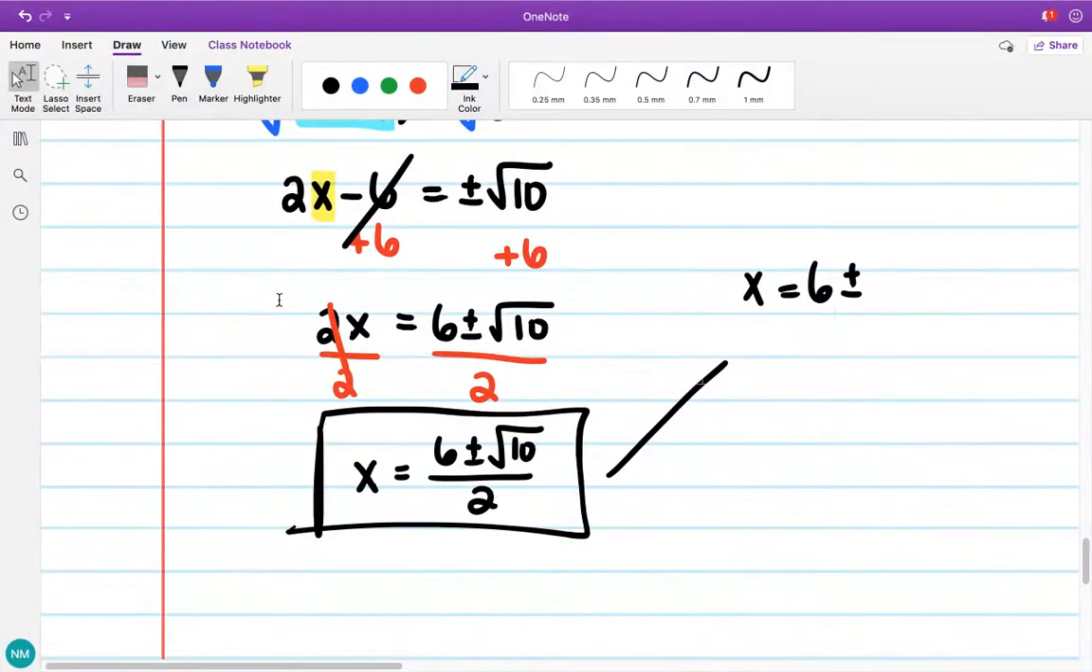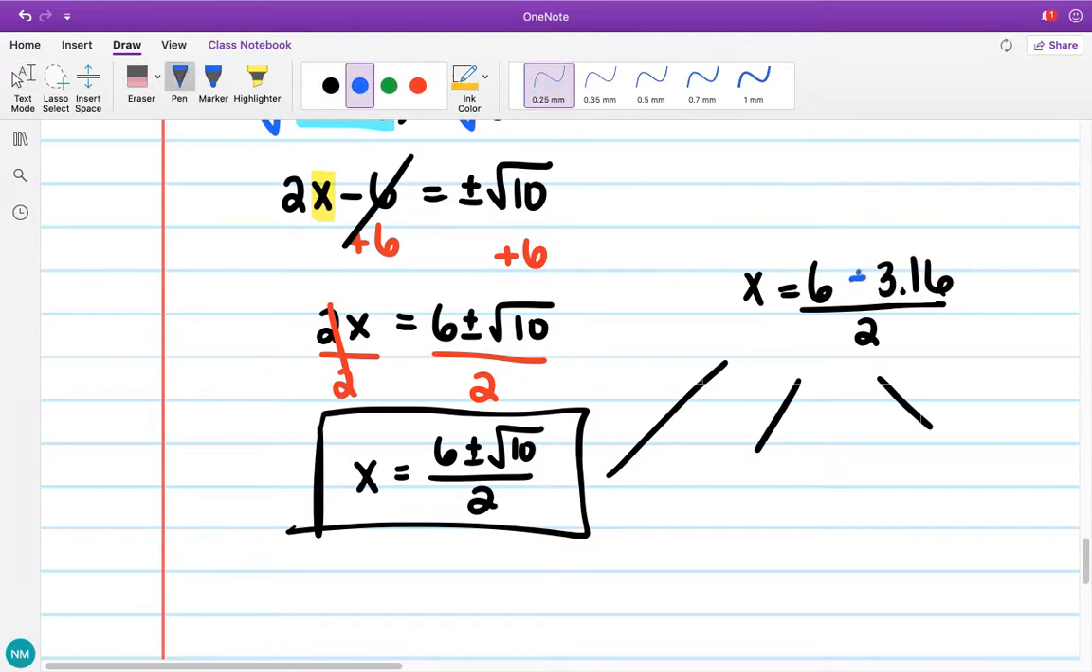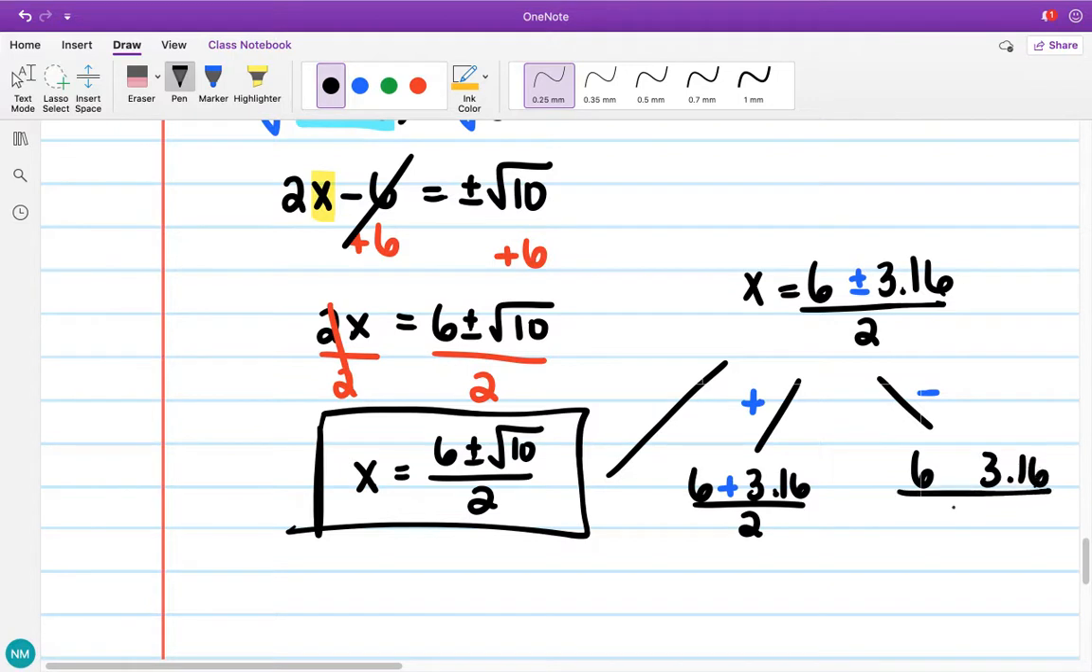3.16. 316. John 3:16, baby. 3.16 over 2. And now I can split, right? So here's my plus or minus. So this is my plus, this is my minus, right? And so now I have 6 plus John 3:16 over 2. And then I have 6 minus John 3:16 over 2. I really got to stop making that joke.